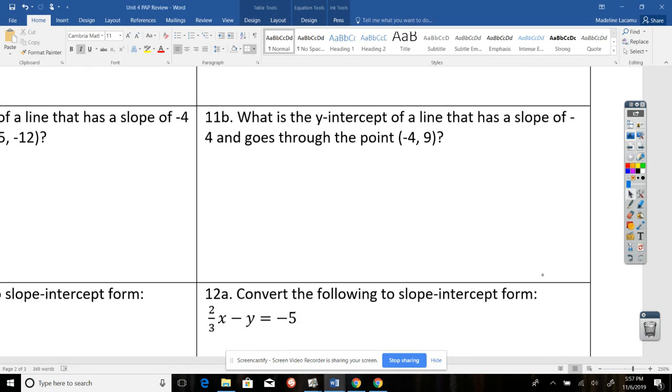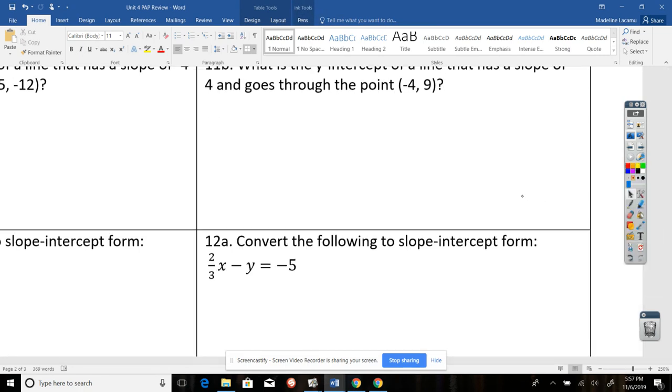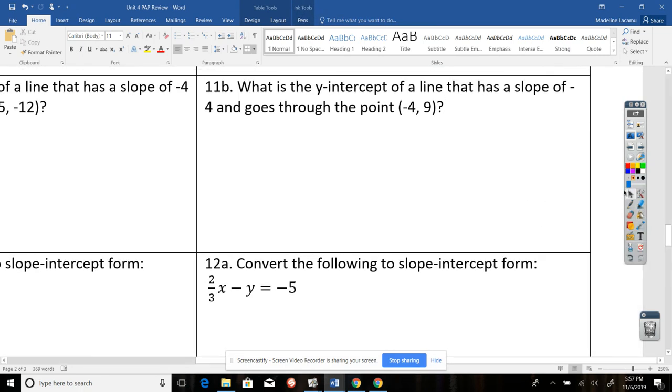Okay, 11 says what is the y-intercept of a line that has a slope of 4 and goes through the point (-4, 9)? So we're going to use point-slope here because we have a point and we have the slope. So this should be a -4. It just got cut off. So we're going to say m equals -4. That would be our x1 and our y1.